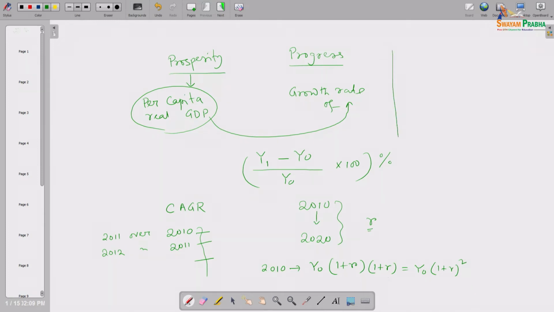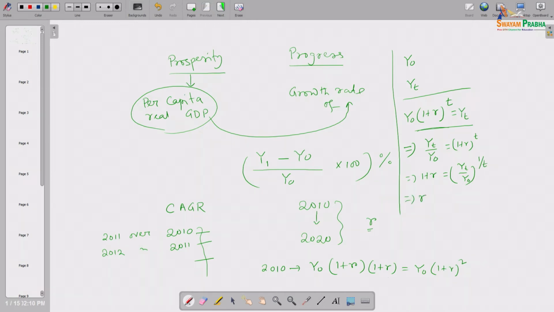So, the first year's variable value is Y0 and the t-th year's variable value is Yt. So, it is basically Y0 into (1 plus r) to the power t, which equals Yt. If you manipulate this, Yt by Y0 will be (1 plus r) to the power t. This implies 1 plus r will be (Yt by Y0) to the power 1 by t, meaning the t-th root of that fraction. That means r will be (Yt by Y0) to the power 1 by t, minus 1.